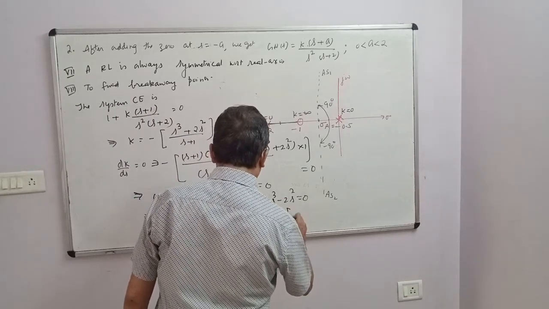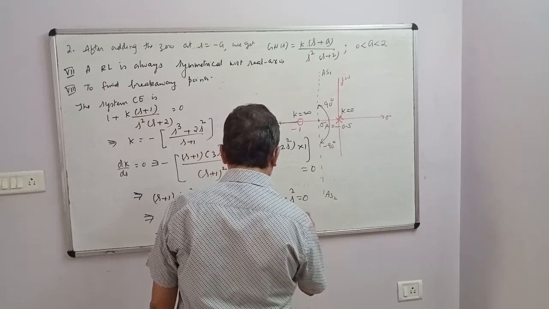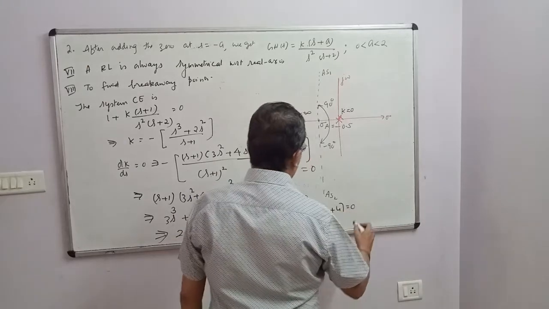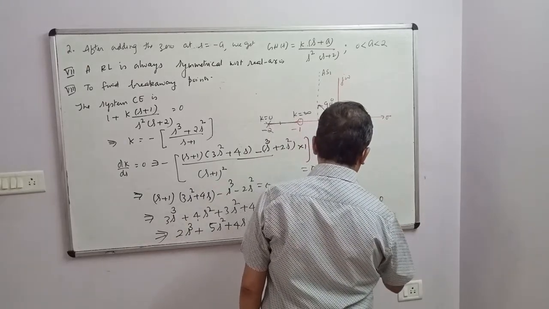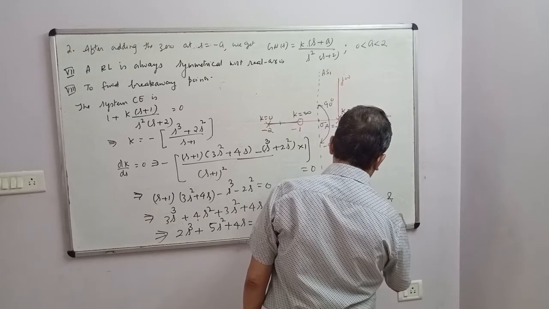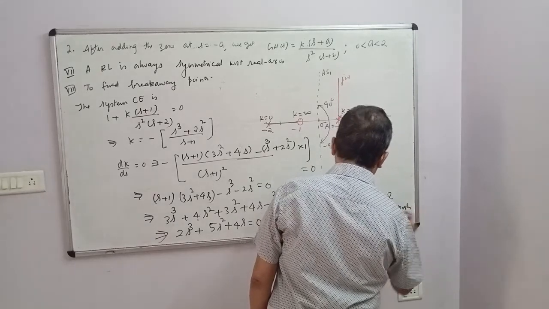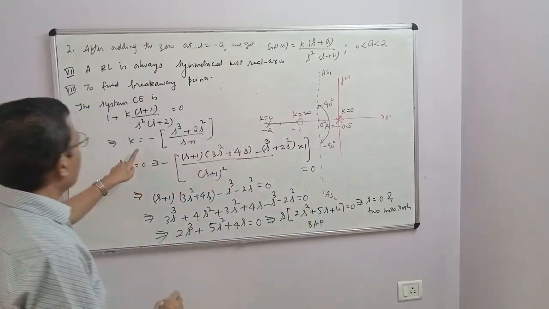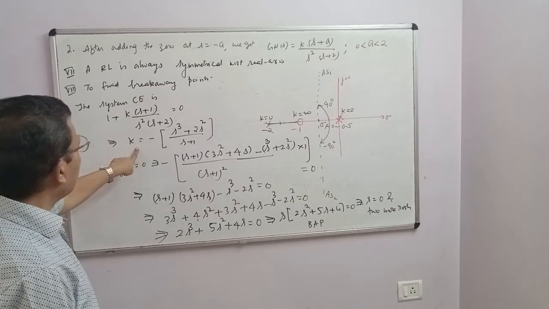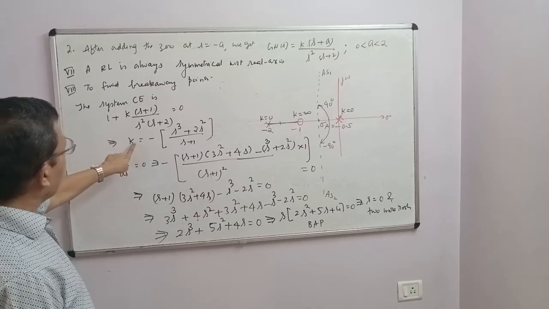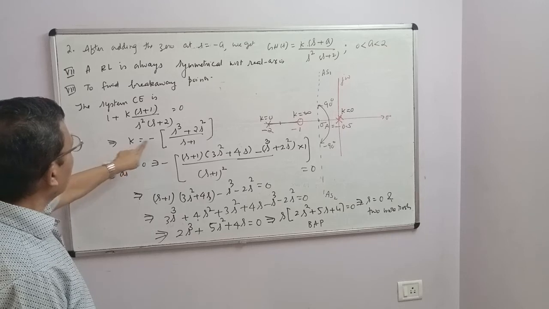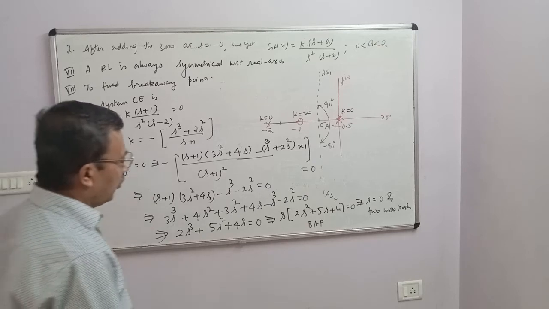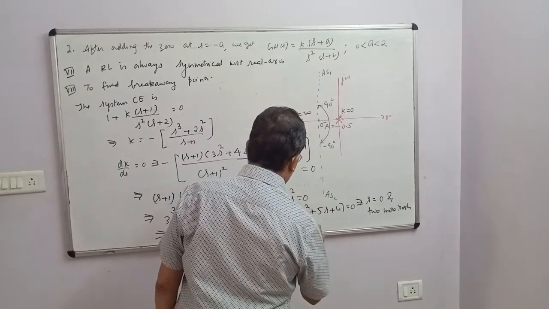So this implies s into (2s square plus 5s plus 4) equal to 0. This implies s is equal to 0 and two more roots. So breakaway points will be found by putting these values in the equation for k. If you put s is equal to 0, you get k is equal to 0. For the other roots, what I mean to say is there are no breakaway points.